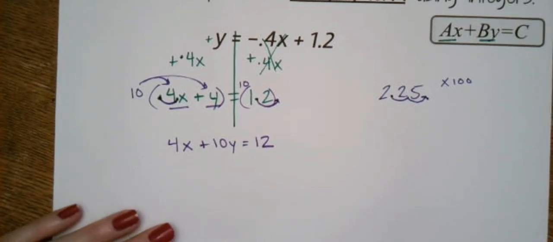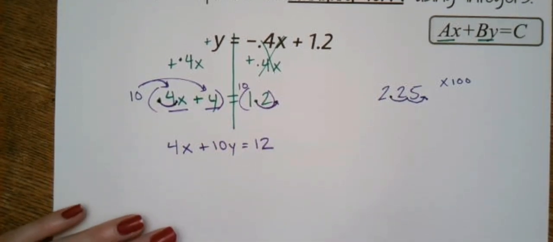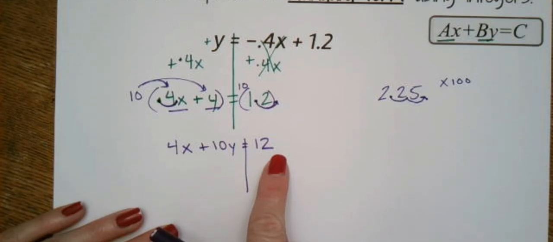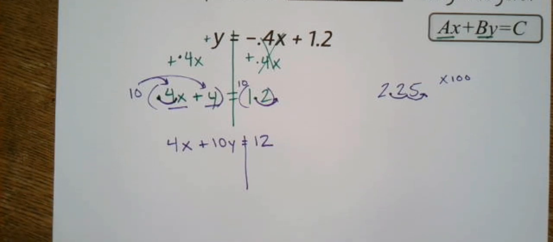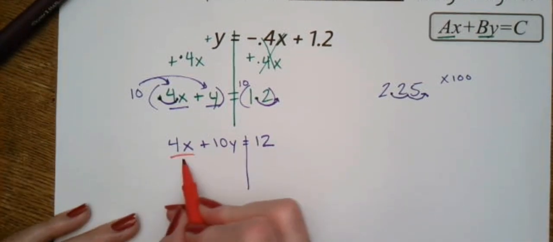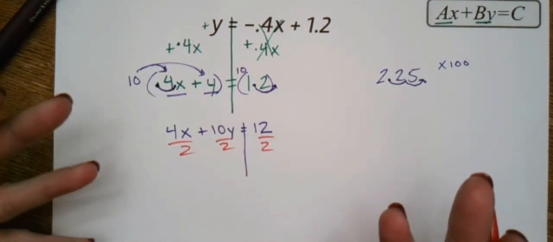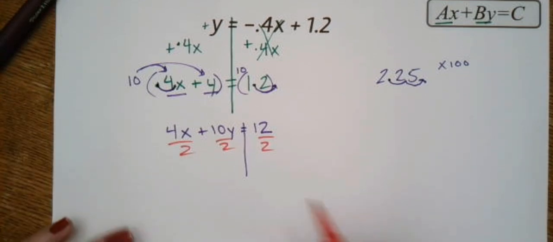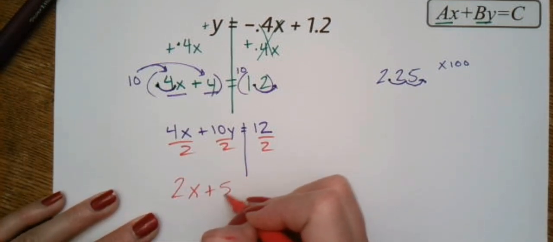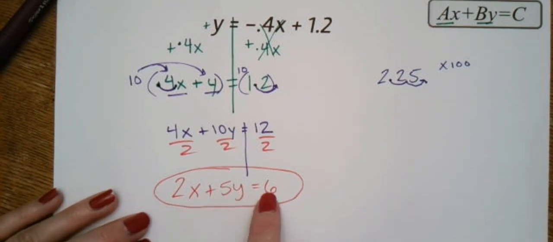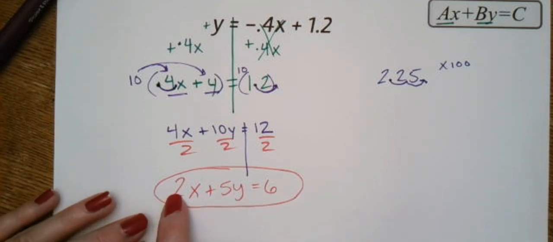Okay, sometimes what will happen though when you multiply everything by a number as big as 10 is that you're going to have to simplify your answer. If you notice here, all the terms in this entire equation are all divisible by 2. So I'm going to now have to take both sides of the equation and divide everything by 2 to simplify this. Okay, as long as I'm doing the same thing to both sides, I'm maintaining balance in the equation. So I'm really going to get 2x plus 5y equals 6. So that will be my standard form equation. Notice my a, b, and c are all integers, and the first term is positive.